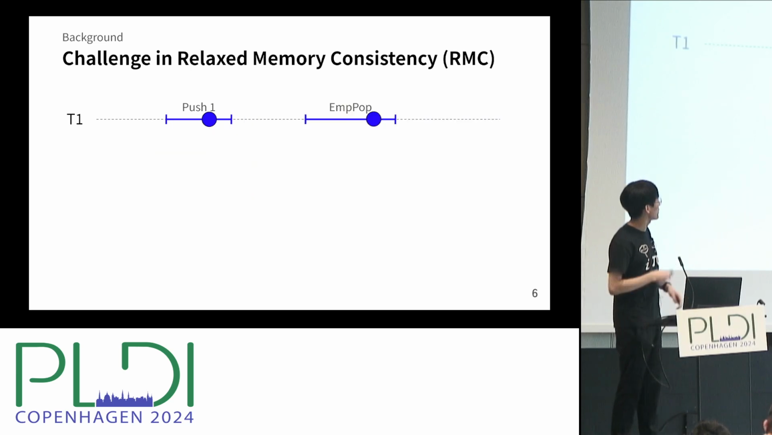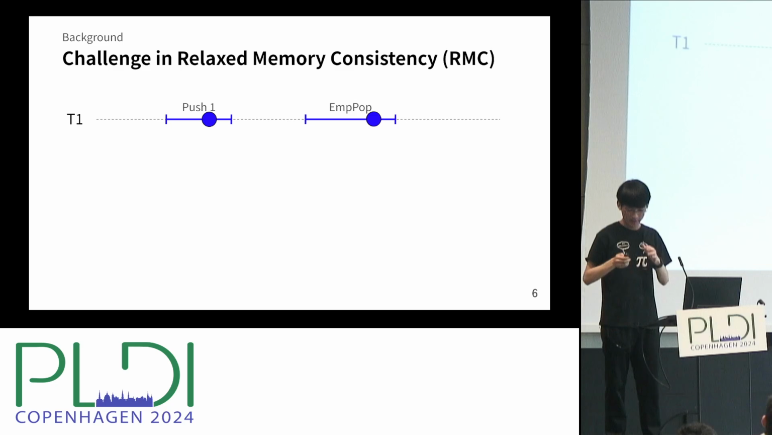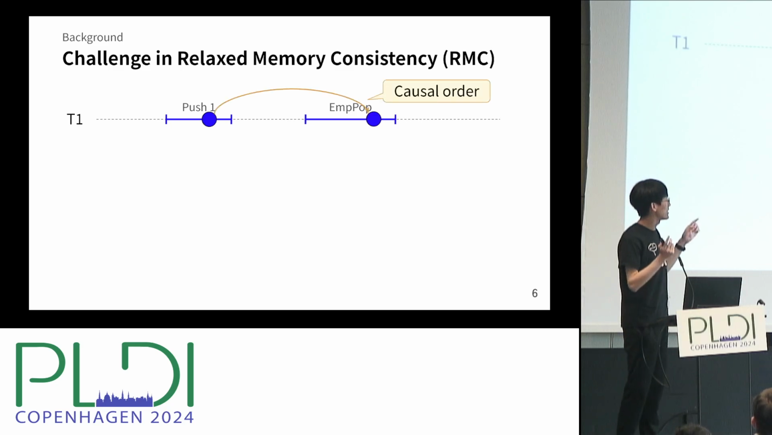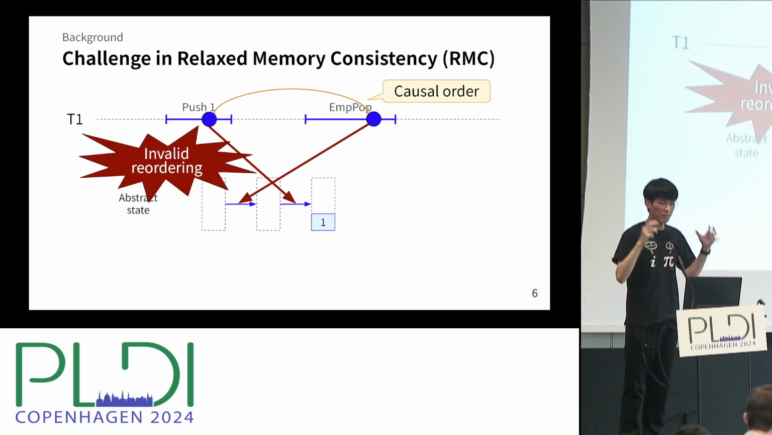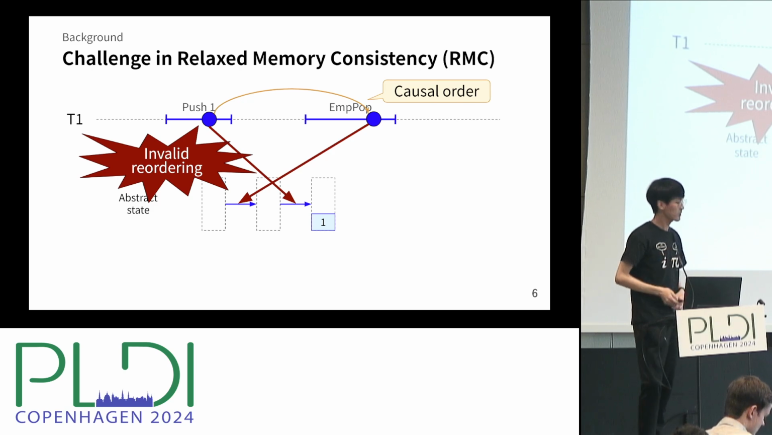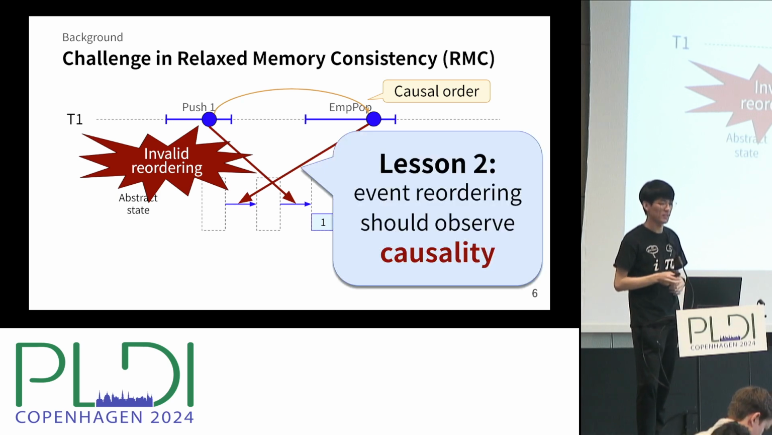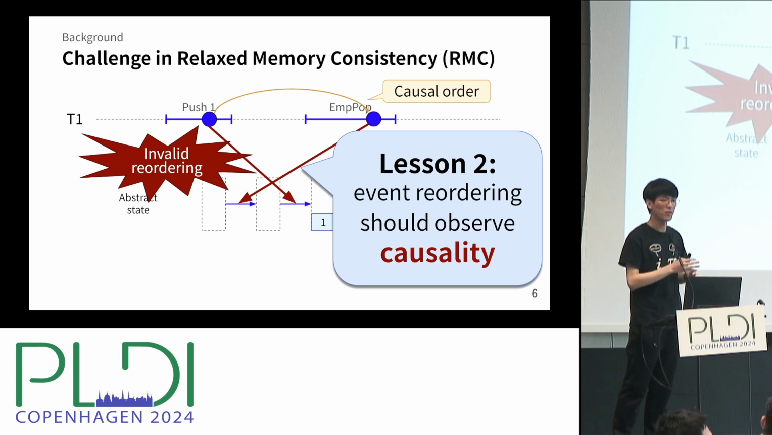Consider another example where one thread executes push and then pop. In this case, these two events have a very strong causal order between them, so the reordering between them should be forbidden. And by forbidding this reordering, we can now guarantee that the pop operation should succeed in popping out the previously pushed value. So the lesson from this example is that event reordering should not happen too much, and it should observe the causality between events.